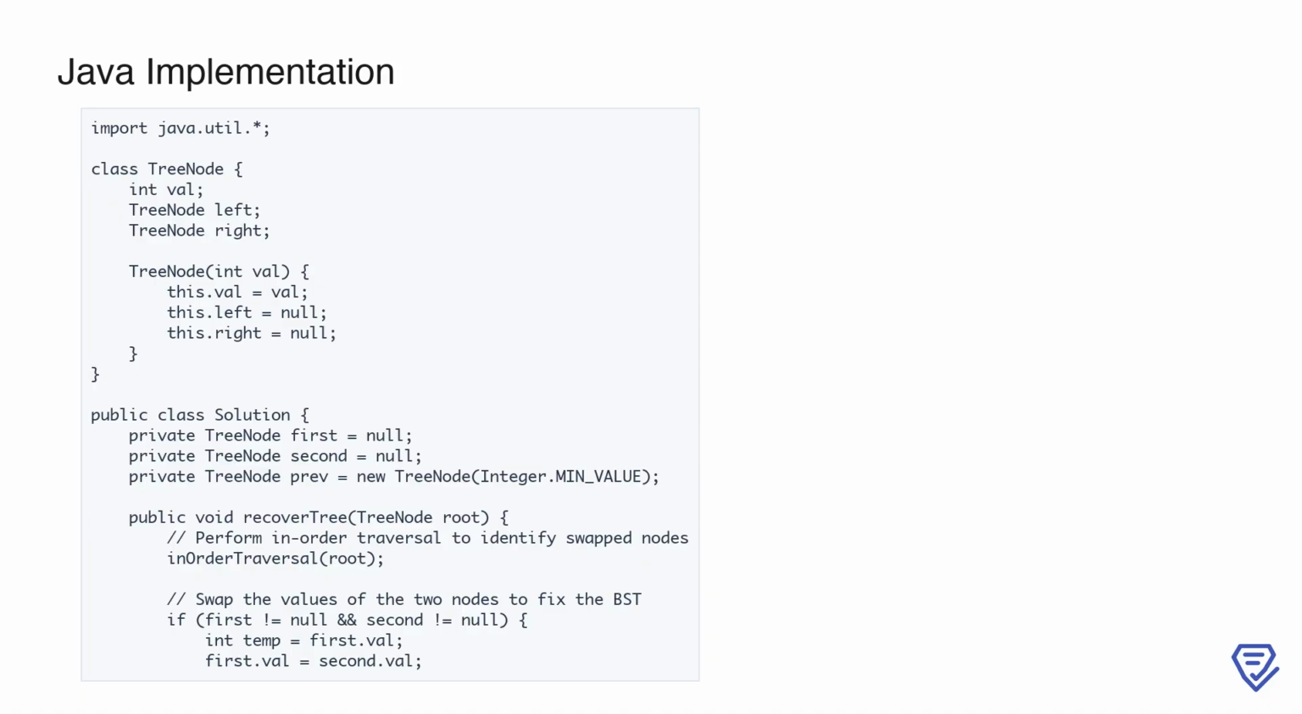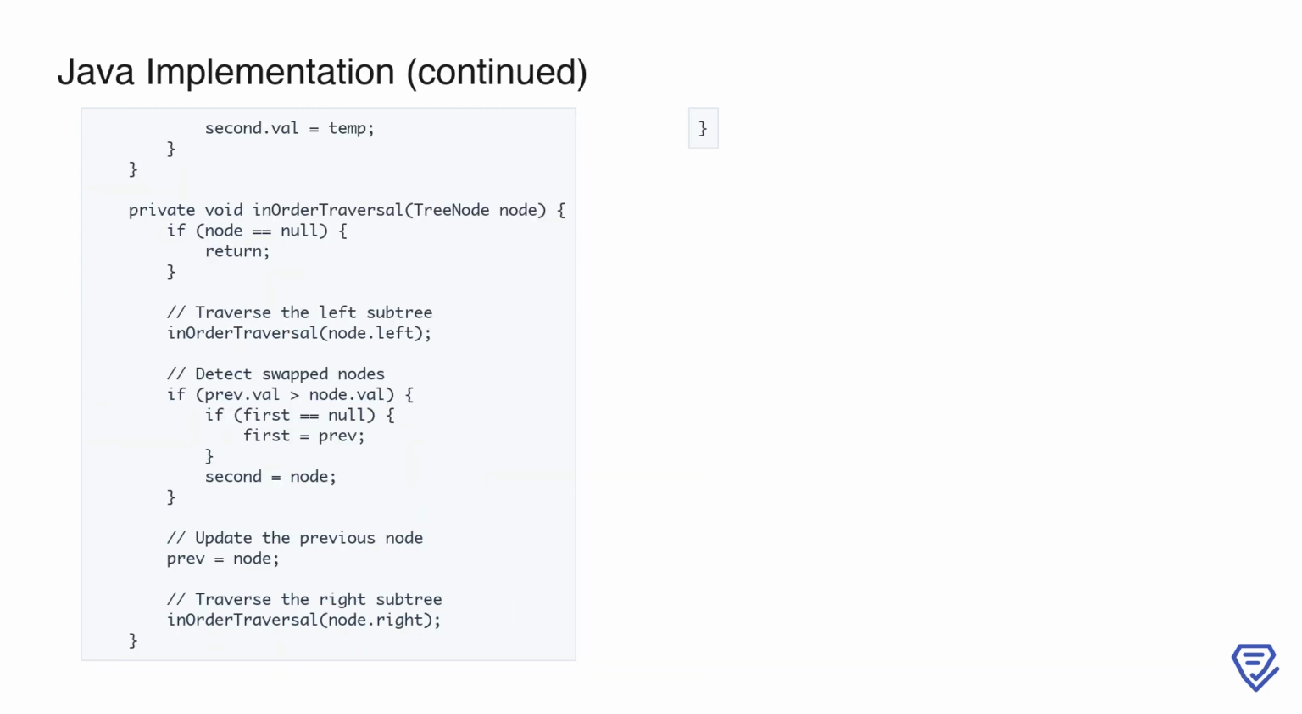The recoverTree method is the entry point for the solution. Its primary goal is to restore the binary search tree by first identifying the swapped nodes through an in-order traversal. Once these nodes are found, their values are swapped to correct the tree. The in-order traversal is essential because, in a BST, the in-order sequence of values should always be in ascending order. Now, after identifying the swap nodes through the in-order traversal method, we swap their values to fix the tree. This is done by temporarily storing the value of the first node, assigning the value of the second node to the first, and then setting the second node's value to the previously stored value.